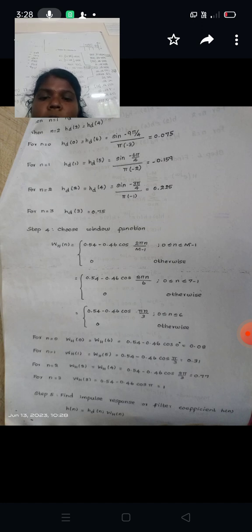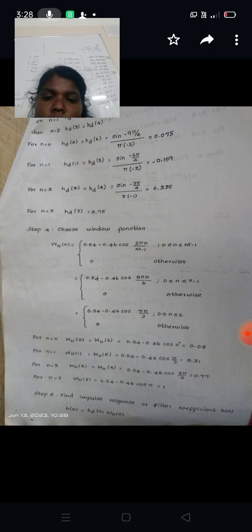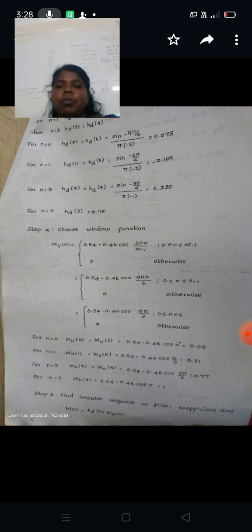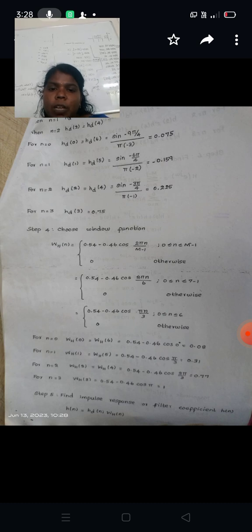So wh of 0 equal to 0.54 minus 0.46 cos 0. Cos 0 is 1, therefore 0.54 minus 0.46 equal to 0.08. As well as for n is equal to 1, wh of 1 is equal to wh of 5 is equal to 0.31. For n is equal to 2, wh of 2 equal to wh of 4 is equal to 0.77. For n is equal to 3, wh of 3 equal to 1. Okay, this is all about step 4.